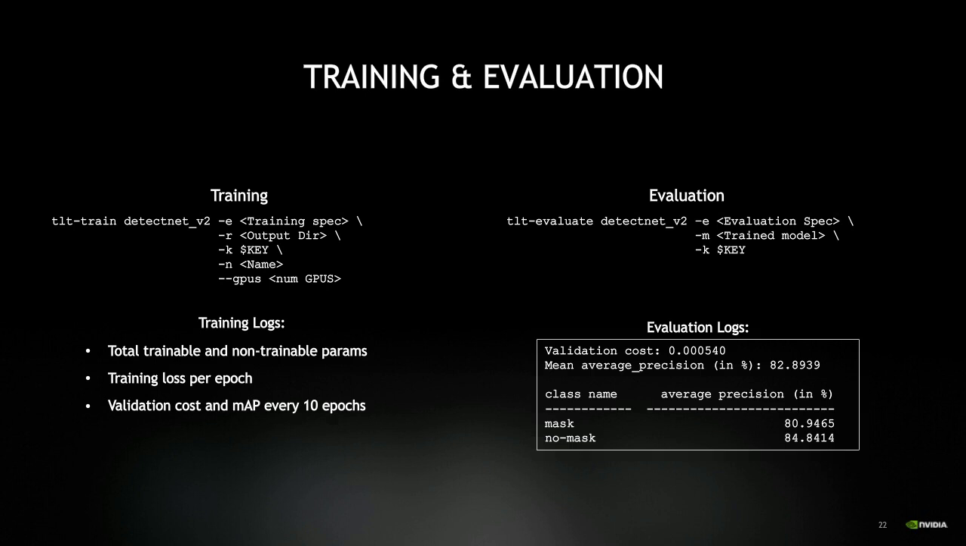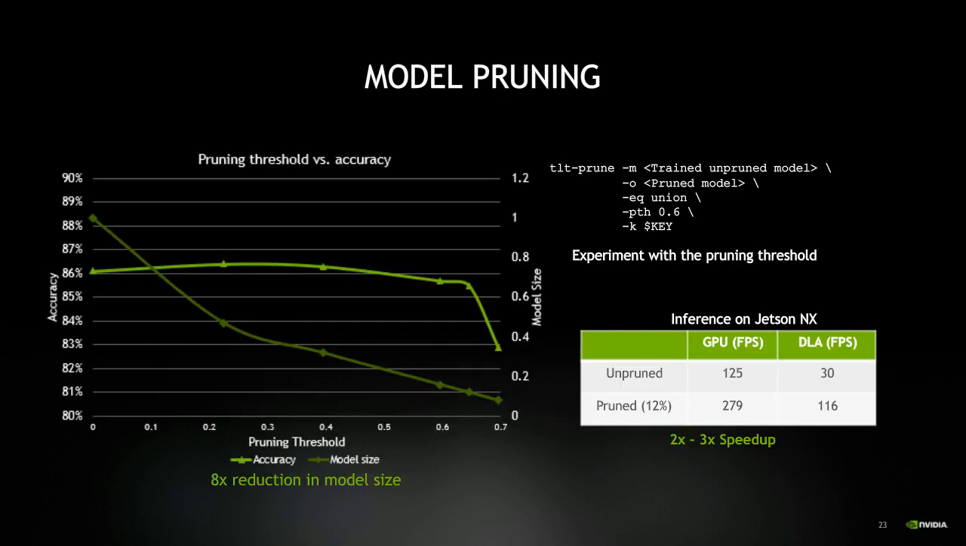One of the key benefits of TLT is model pruning, the ability to reduce the overall size and complexity of the model without sacrificing accuracy. The graph plots the accuracy and model size with respect to pruning threshold on our mask, no mask model. The accuracy hovers around 85 to 86% until the threshold reaches about 0.6. At this point, the accuracy starts dropping off drastically.